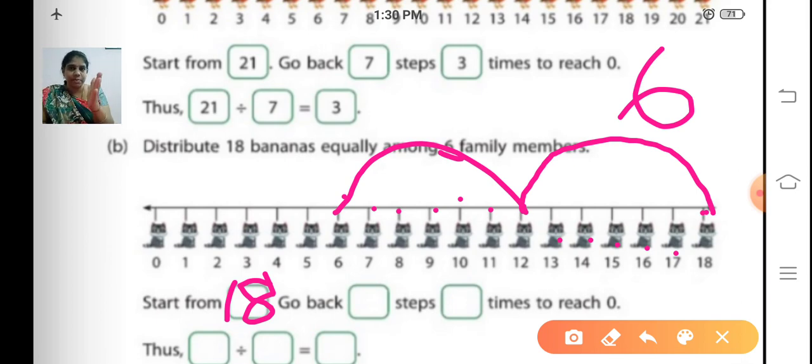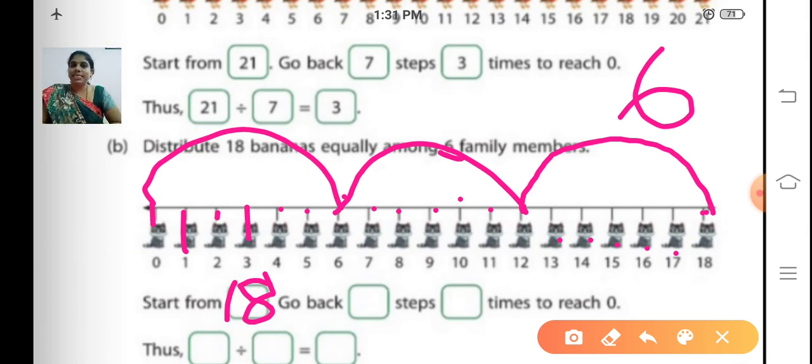Again start from number 6, go back again. How many steps backward? 6 steps, as we have only 6 family members. Shall we start from 6 now? 1, 2, 3, 4, 5, 6. Yes. We have reached number 0.